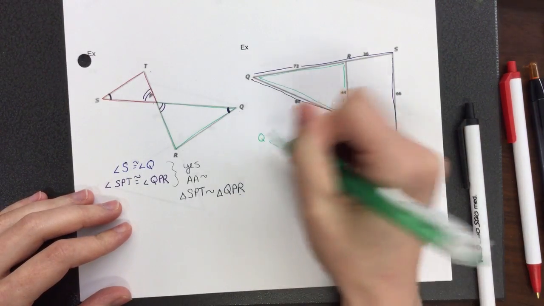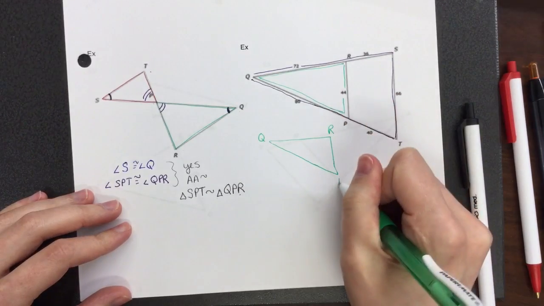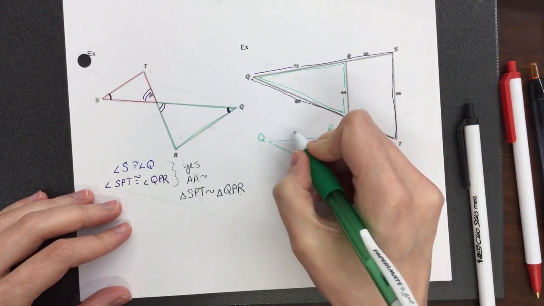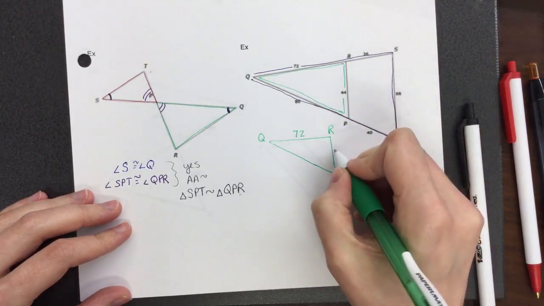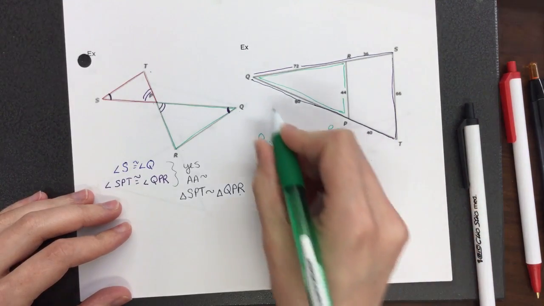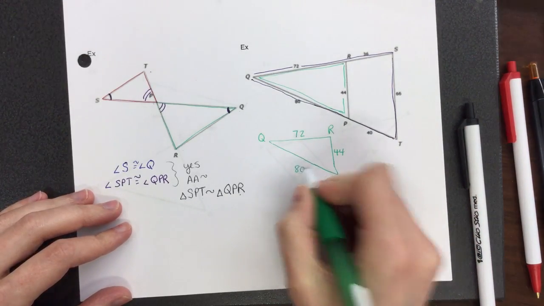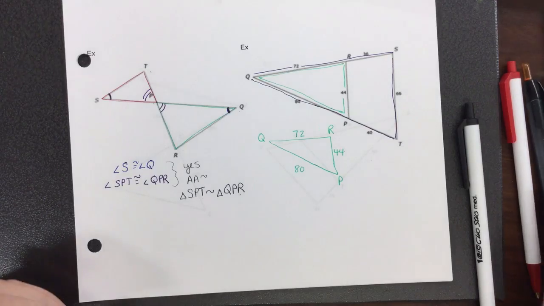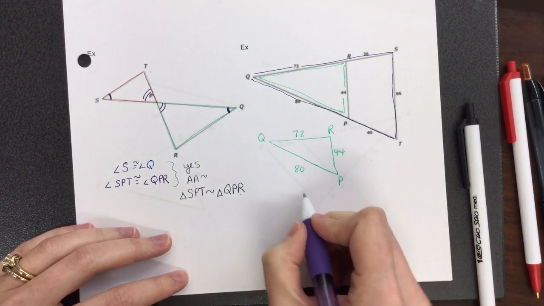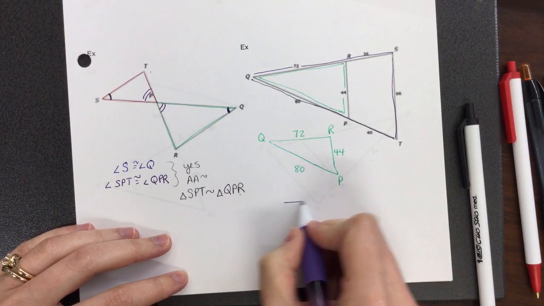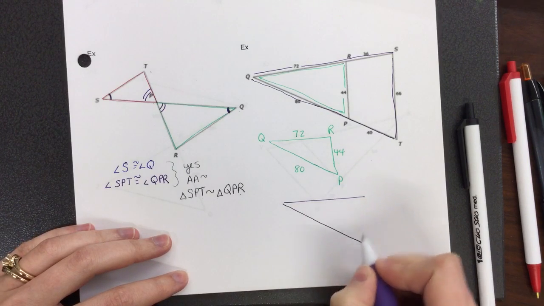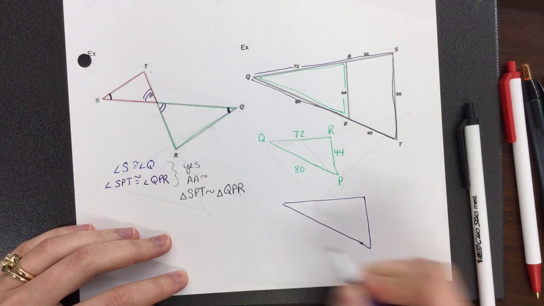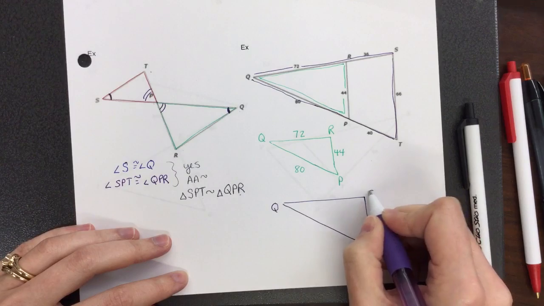we've got Q, R, P, and Q to R is 72, R to P is 44, and Q to P is 80. So writing that little triangle is the easy part. The bigger triangle, we've got QST.